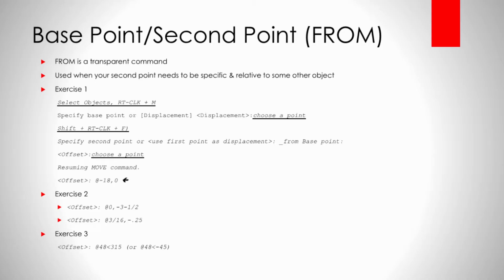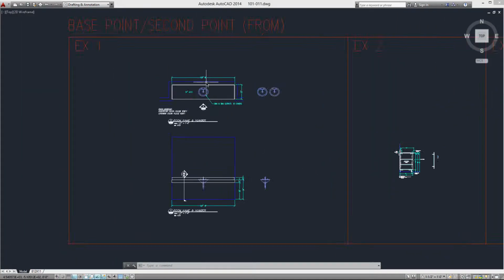Okay, so any of the move or copy commands that we've used previously, other than drag and drop, can be used along with a transparent command called from. Now, transparent command means a command that's used only within another command, and from is a way of choosing a point that is relative to another point. So in other words, like so many inches from this other point. It's easier for me to demonstrate than it is for me to just explain it to you. So let me just show you.